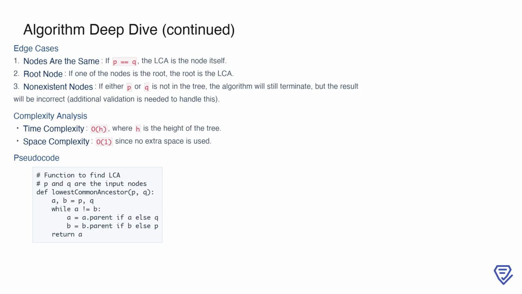Regarding complexity, the time complexity is O(h), where h is the height of the tree, as the traversal is limited to climbing up the tree. The space complexity remains constant at O(1), since no extra storage is required beyond the two pointers. The pseudocode implementation is straightforward, starting with pointers A and B at P and Q, the while loop continues until they meet, resetting the pointers as needed. Once the pointers converge, the algorithm returns the node at the convergence point.